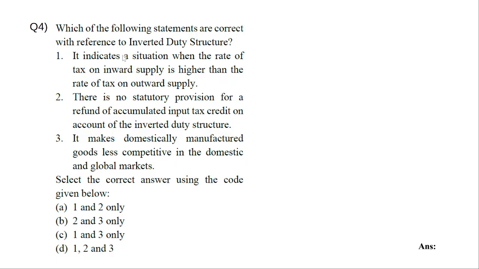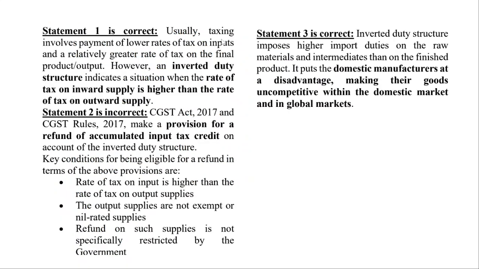So try to observe this. It indicates a situation when the rate of tax on inward supply is higher than the rate of tax on outward supply. So when you are bringing goods inside, that rate is more than when you are sending them outside. Usually taxing involves payment of lower rates of tax on inputs and a relatively greater tax on the final output. However, inverted duty structure indicates a situation when the rate of tax on inward supply is higher than the rate of tax on outward supply.